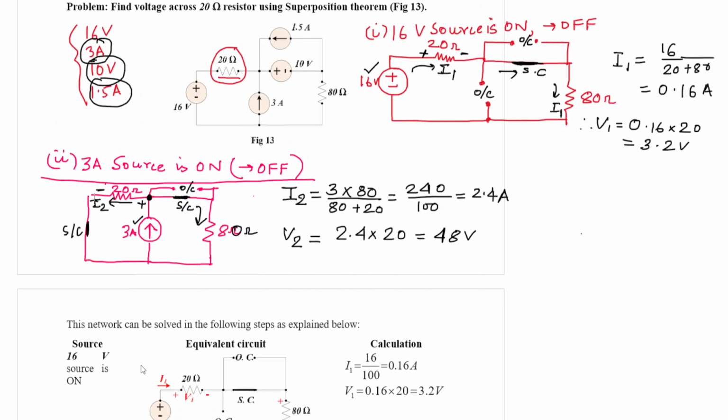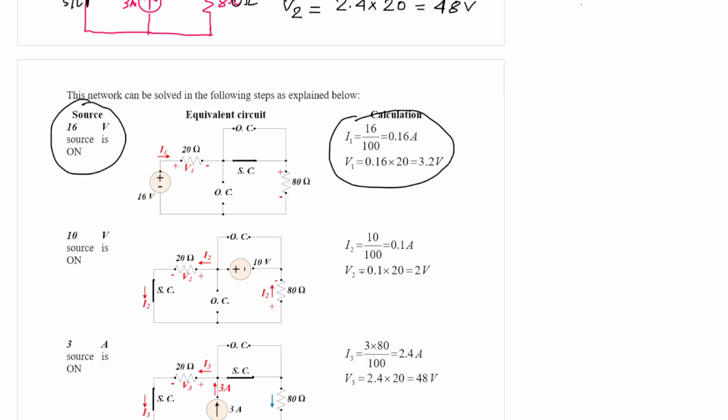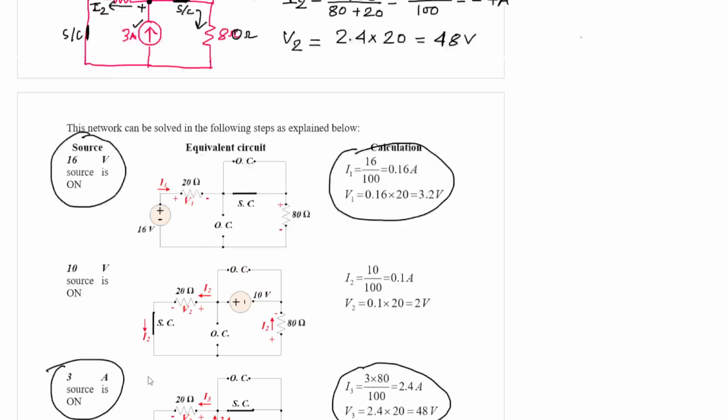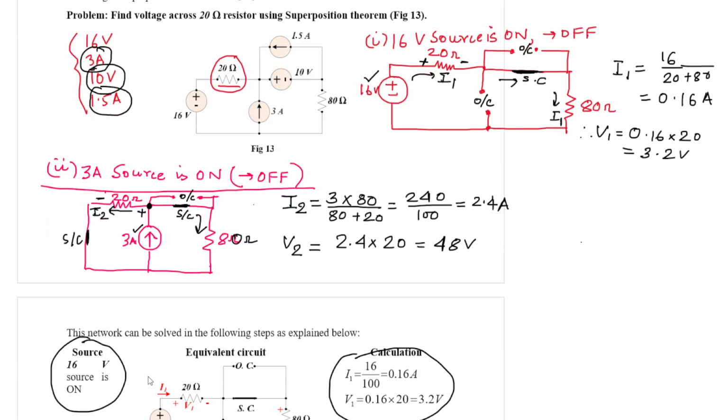So as we can understand here, this is the circuit diagram for when the 16 volt source is on, and we have evaluated our voltage as 3.2 volt. And now we have solved when the 3 ampere source is on, with the equivalent circuit, and we have evaluated our voltage as 48 volt, right? These two we have solved. Now we have our third source as 10 volt.